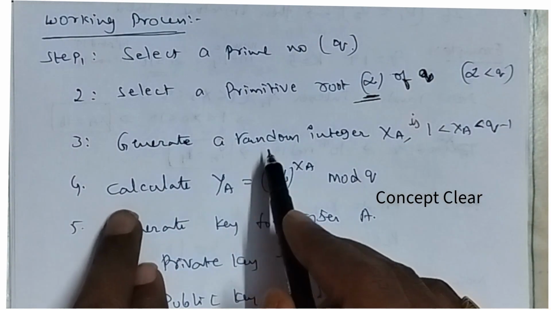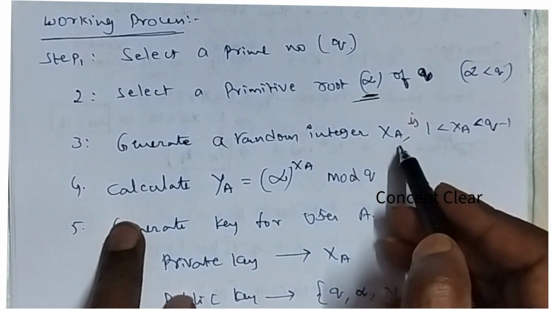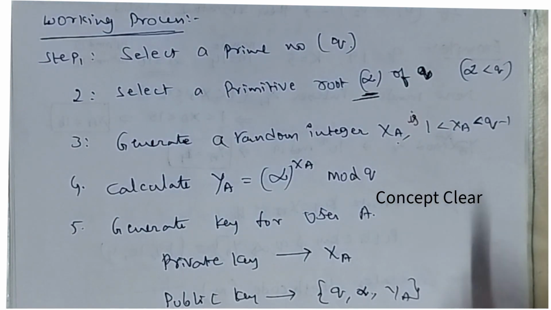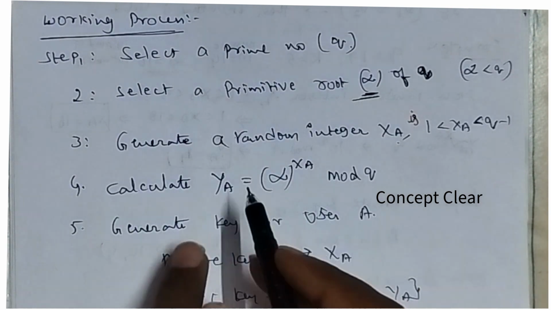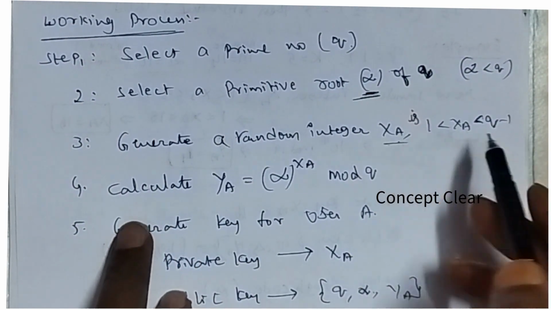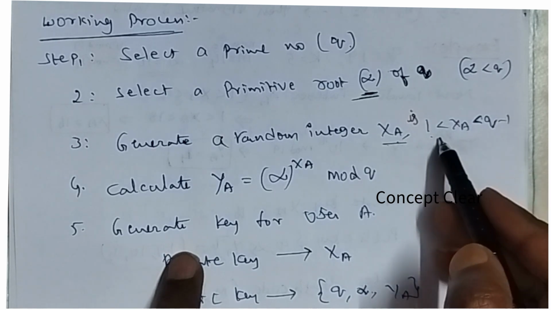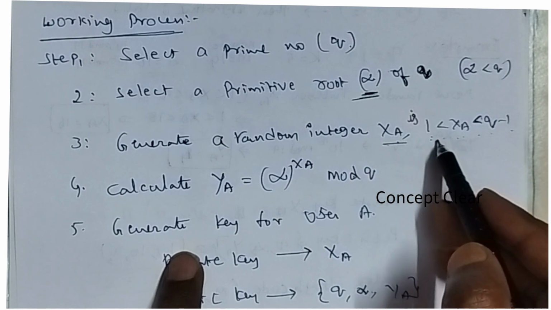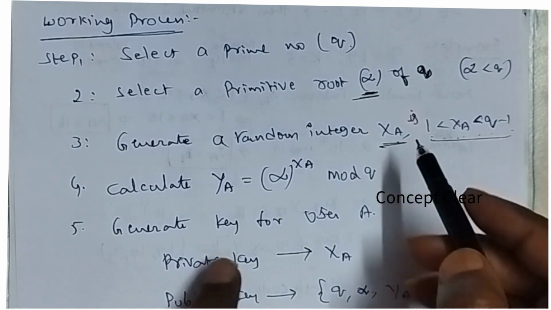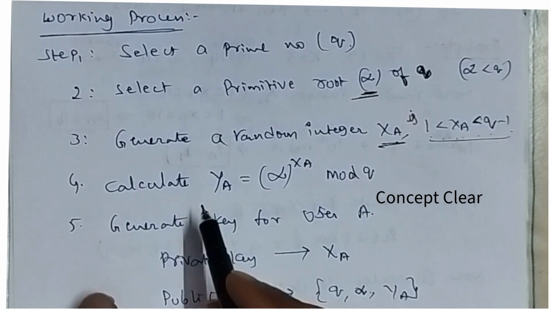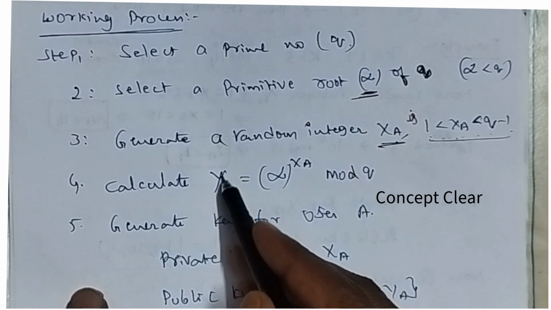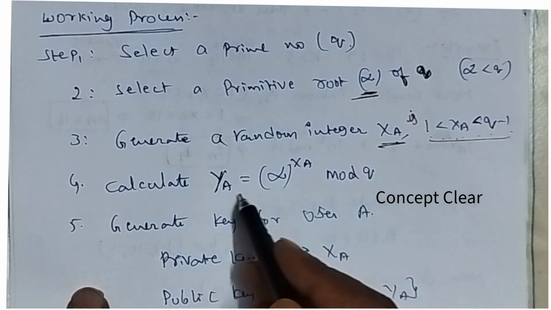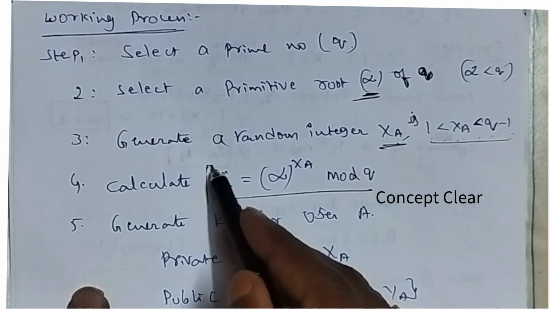Third step, generate a random integer xa. We will use xa as the private key in future. What is the condition here? xa should satisfy 1 less than xa less than or equal to q minus 1. You have to follow this condition when you select xa. And next, the fourth step is calculate ya. The formula for ya is alpha power xa mod q. This is the formula for calculation of ya.